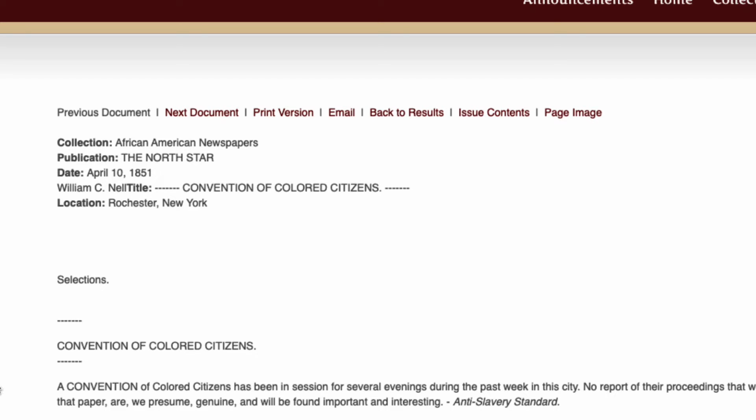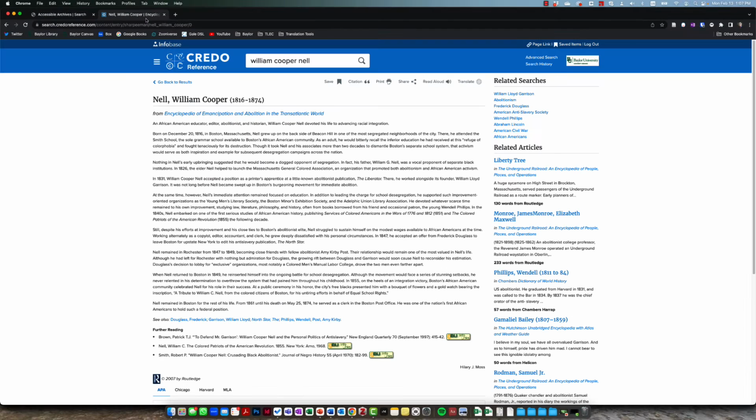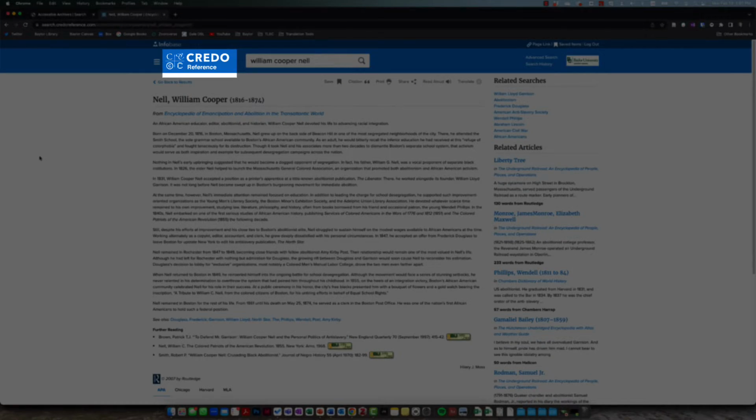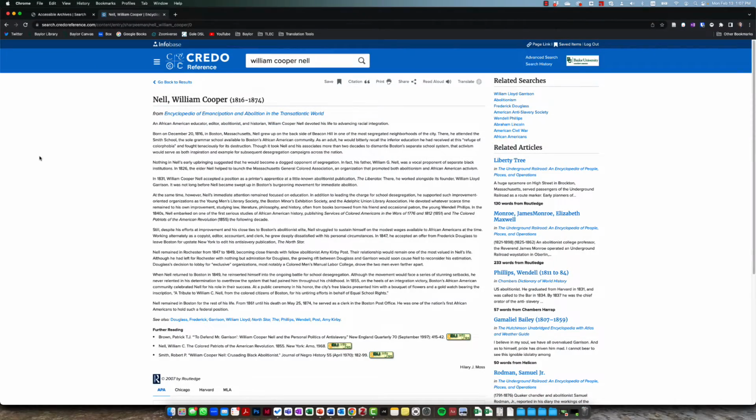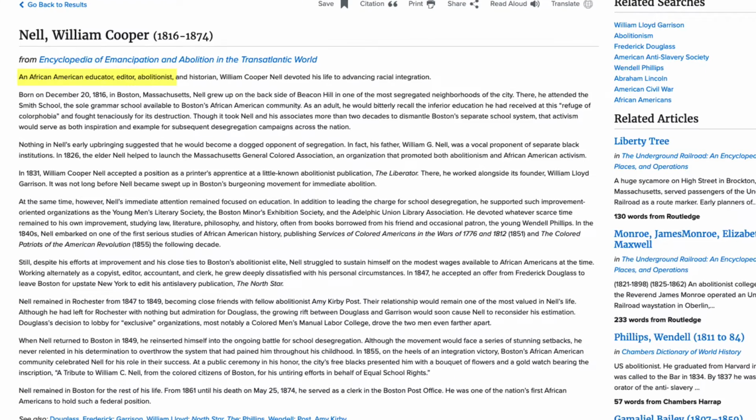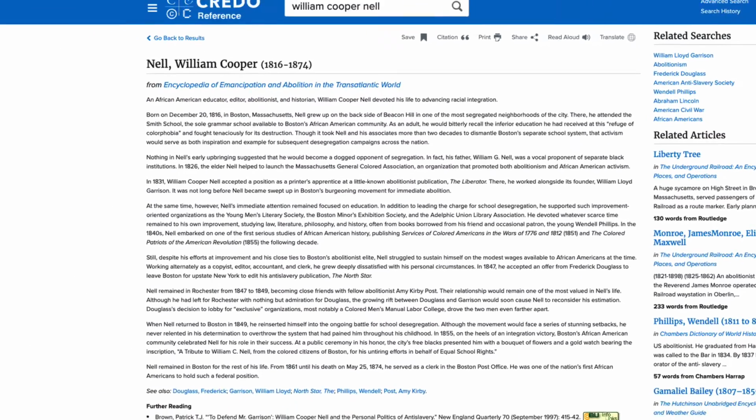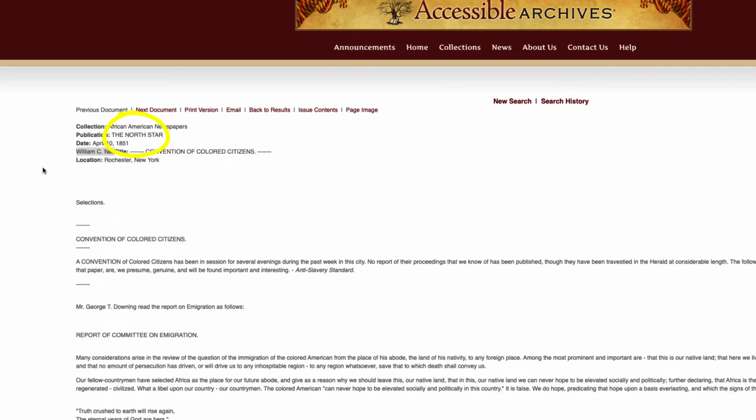For example, who is the author of the piece? Well, it's William C. Nell. And if we don't know anything about William C. Nell, we can just go to a reliable database to find out more. So for example, if I type William Cooper Nell into Credo, I'll find an article on William Cooper Nell, and I'll find out that he was an African-American educator, editor, and abolitionist who wrote for various newspapers, including the newspaper in question, the North Star.